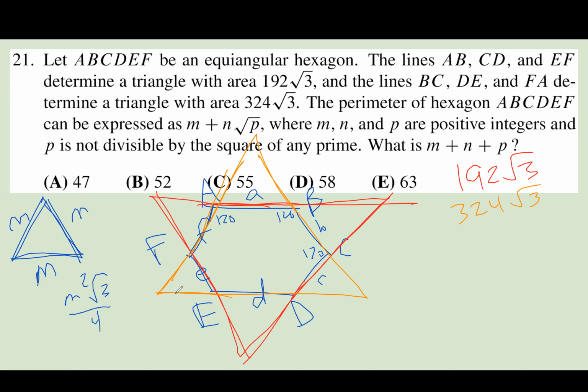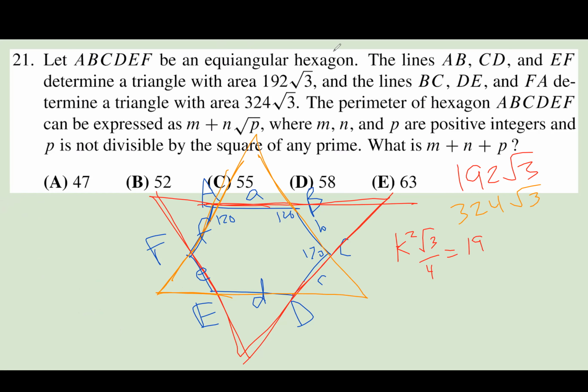So if I decide to call the length of a side of the red triangle K, again just to give it some kind of a name, then I can say that the area of the red triangle would be K squared root 3 over 4 equals 192 root 3, where K would be the length of one of these red sides, right?